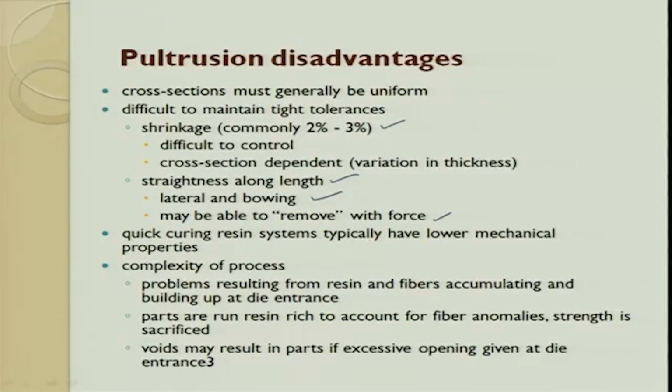The quick cure resin system typically has lower mechanical properties, so you have to have a trade-off between curing time and strength. The complexity of the process involves resin and fiber, so we have to make sure wettability is achieved, and the die entry point is one more consideration. Parts can also have resin-rich regions where the resin content accounts for the fiber, giving agglomerations and anomalies, and strength suffers.